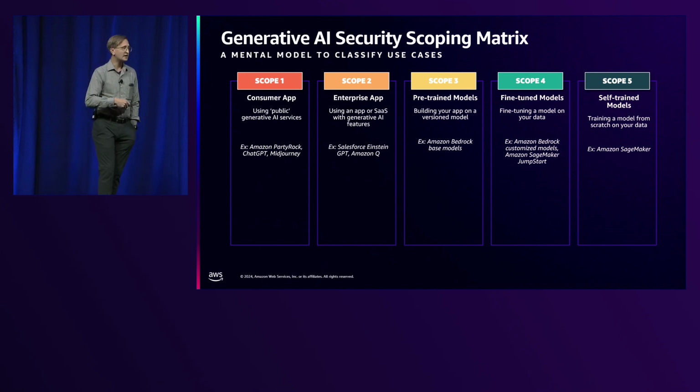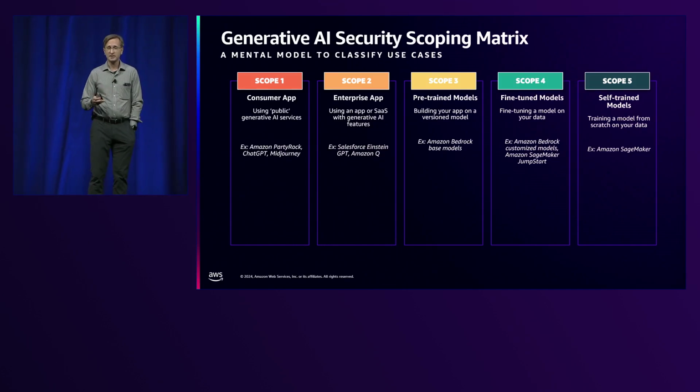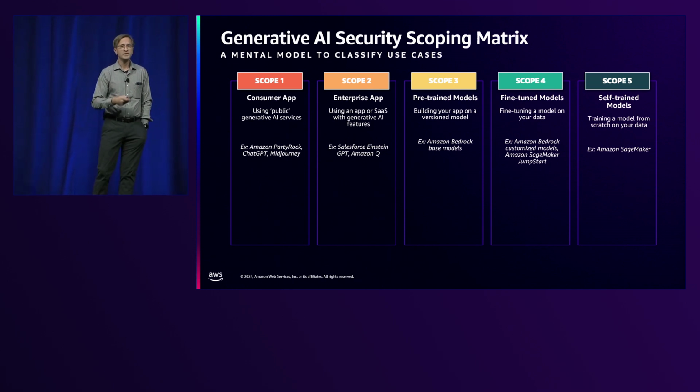If you're using an off-the-shelf generative AI application that's open to the public, things like Amazon PartyRock or ChatGPT, those are scope 1. Those have certain constraints in terms of privacy and governance, et cetera. And those constraints are different than when you go and move to the right with the different scopes.